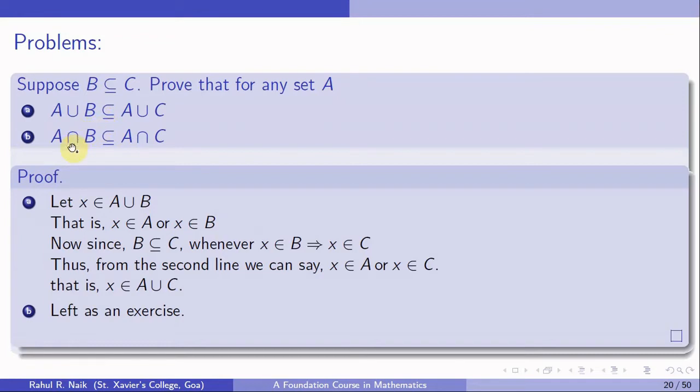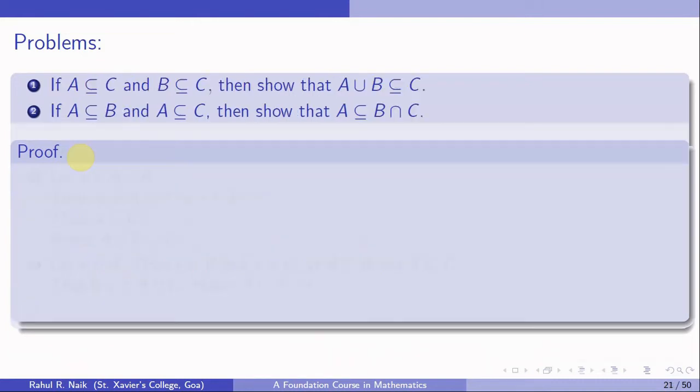If A is a subset of C and B is a subset of C, then show that A union B is a subset of C. If they have a common parent set, then the union will also be in that set. That's what the first theorem says. The second property says that if A is a subset of B and A is a subset of C, so if there is a common set which is contained in two different sets, then A will be contained in the intersection B intersection C.